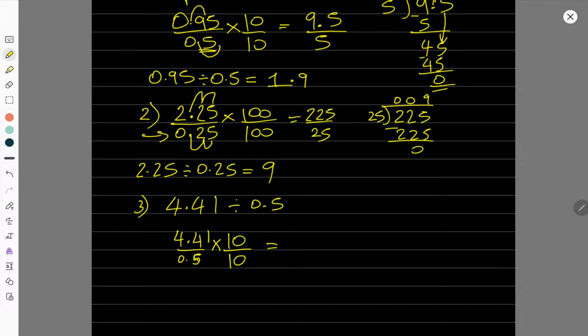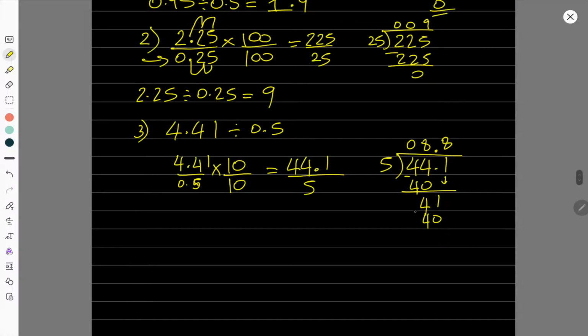So the decimal will move to the right by one unit, right? So we have 44.1 over 5. Now we do normal division: 44.1 divided by 5, 0 and 8, right? 40 minus 4. Now this decimal will go up and this one will come down, correct? Now 5 times 8 is 40 again, 40 minus 1. And now since it cannot divide, let's put a 0 right here. 5 times 2 is 10 and 0. The remainder is 0. So for this one our answer will be 8.82.